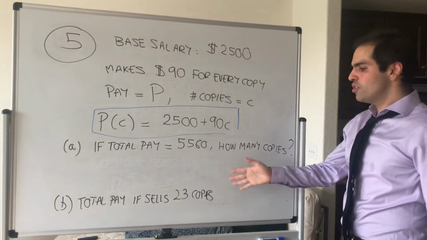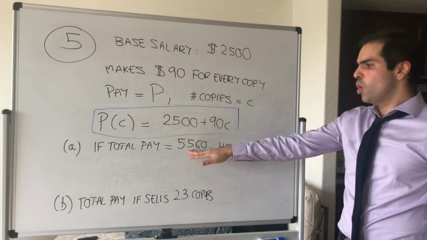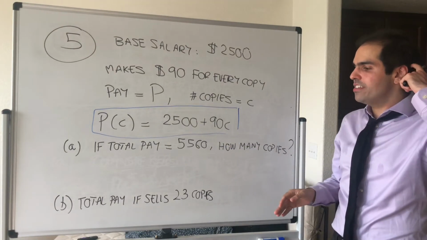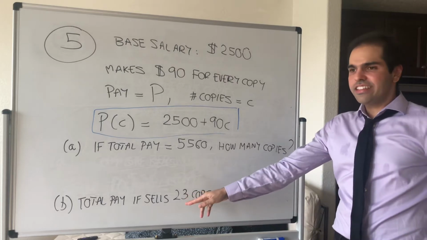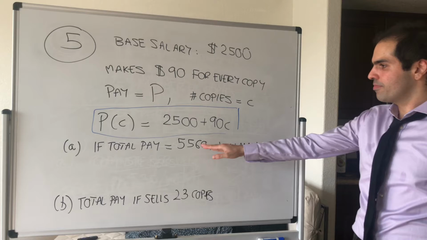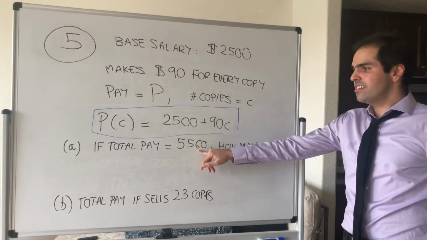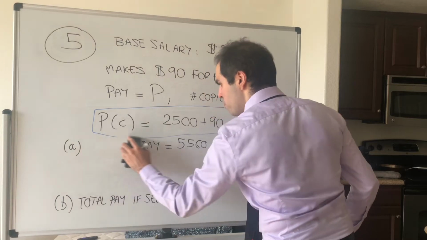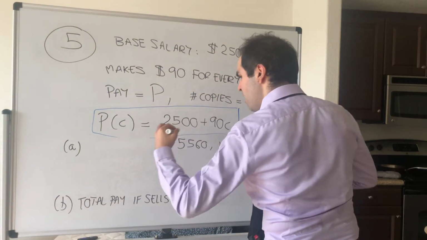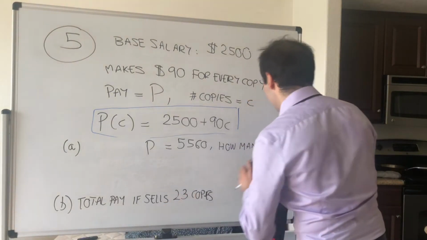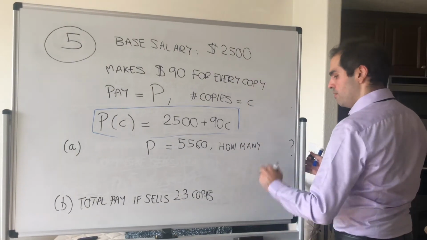All right, and then there are two questions. If the total pay is 5,560, how many copies did he sell? And second, the total pay if he sells 23 copies. So what this is saying is, if P, so the total pay, is 5,560, how many copies C did he sell?